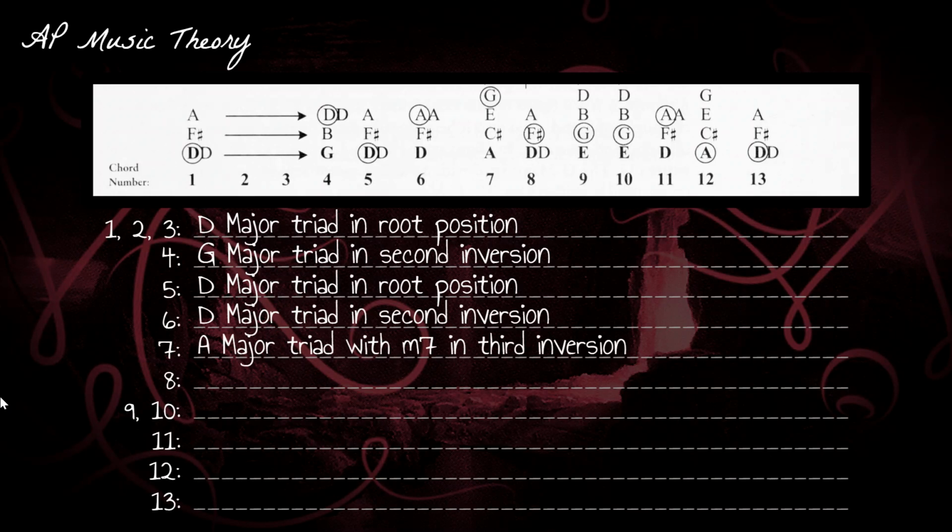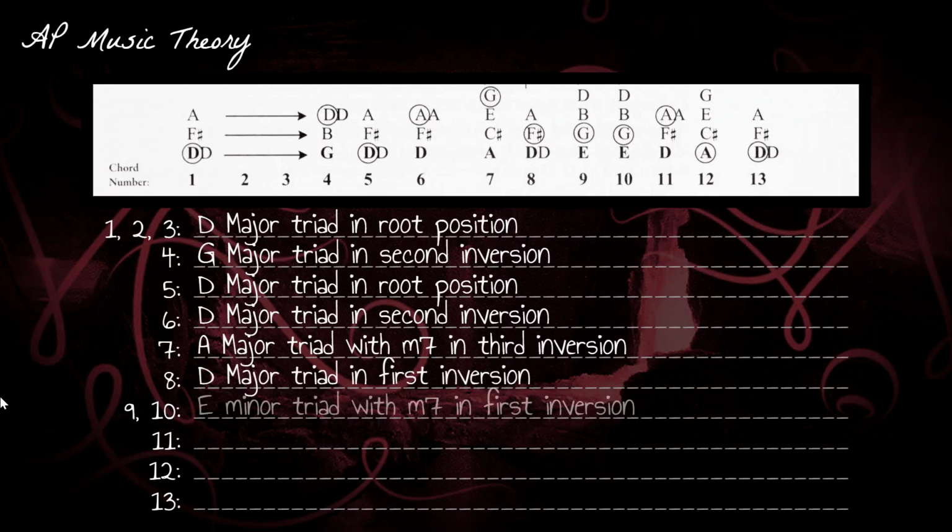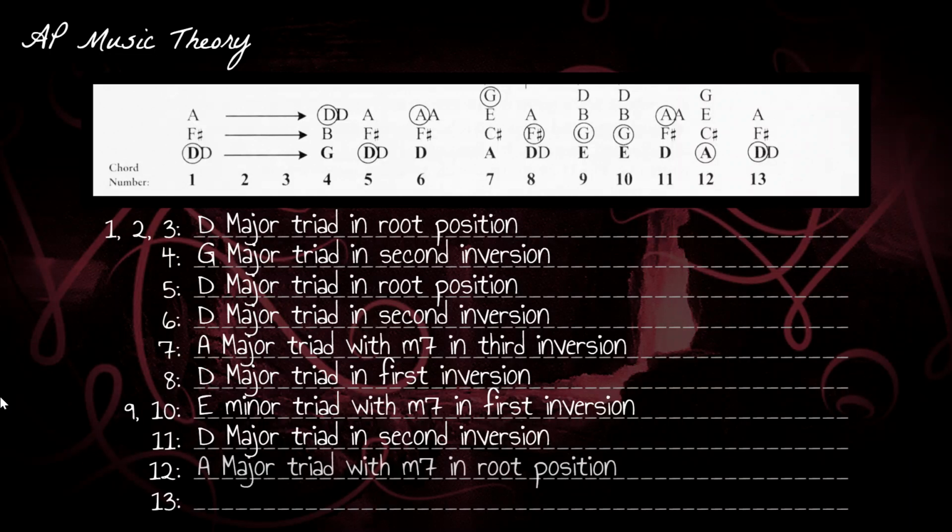We have 8, D major triad in first inversion. 9 and 10, E minor triad with a minor 7th in first inversion. 11, D major triad in second inversion. 12, A major triad with minor 7th in root position, and D major triad in root position. For additional study, we see Abide With Me or any other hymn in Appendix B, not included in this series, as well as the full chorale of Aurelia.